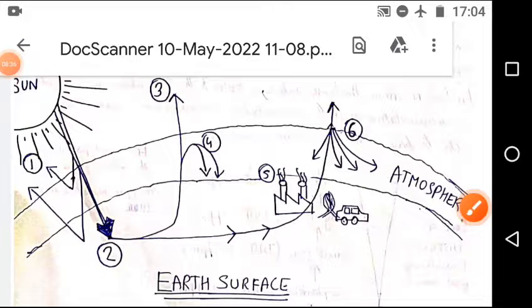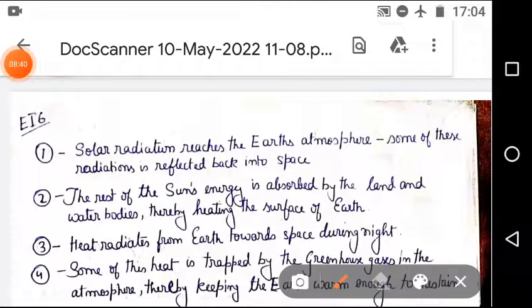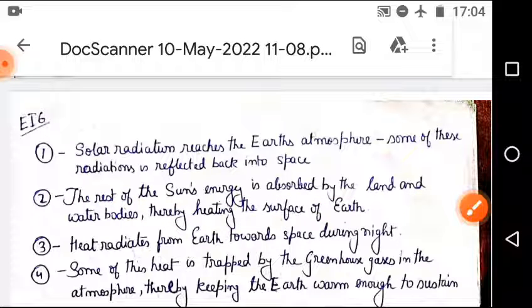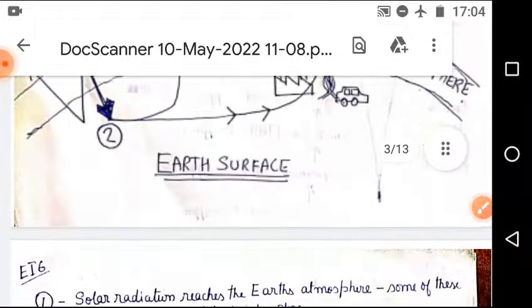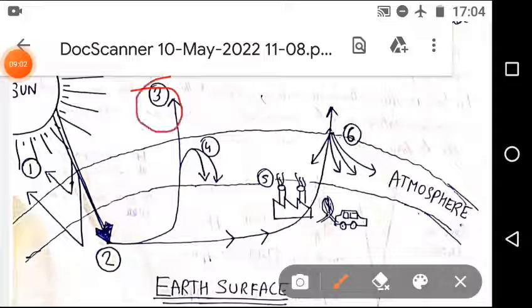Next comes number 2 right here. Some of the energy is absorbed by the atmosphere. It is saying in number 2 that the rest of the sun's energy is absorbed by the lithosphere, by the land and water bodies, thereby heating the surface of the earth. And also some of the energy is absorbed by the greenhouse gases found in the atmosphere. Okay, number 3, let us see number 3 now.